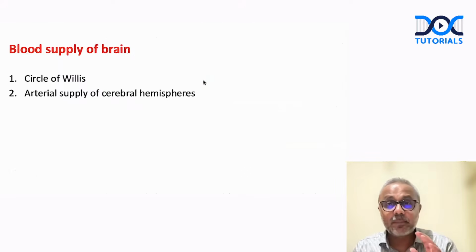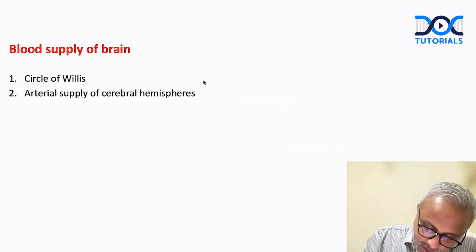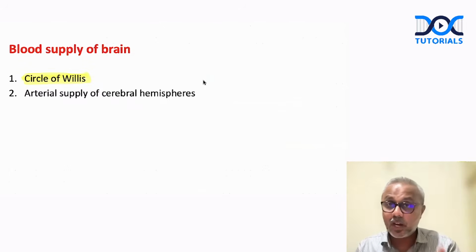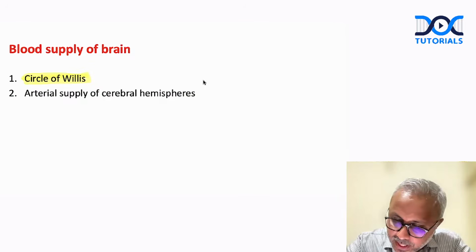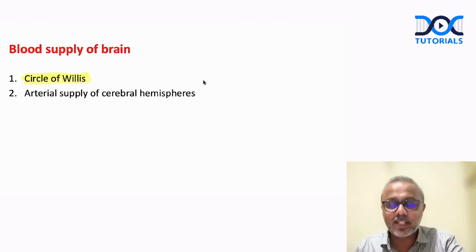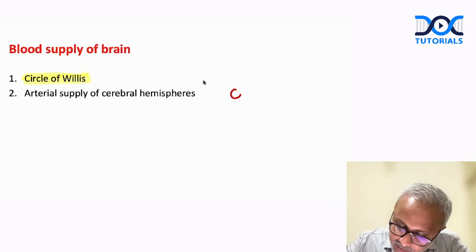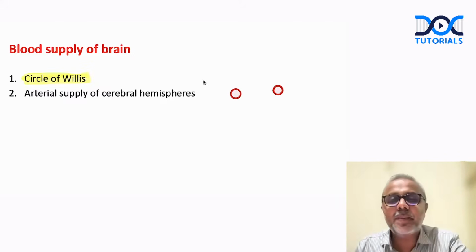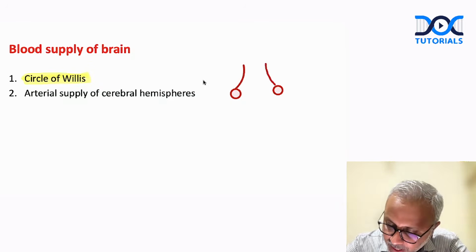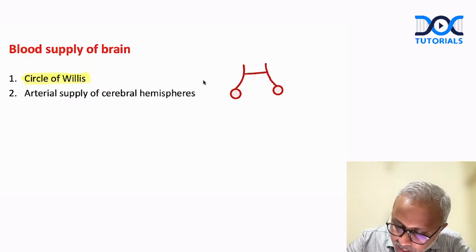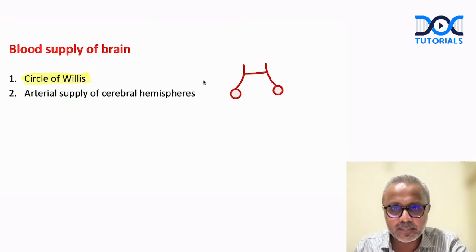Then the blood supply of the brain. Of course, all of us know that we need to know about the circle of Willis. How exactly is the circle of Willis formed? Can we do it quickly? So the circle of Willis is formed by, let's imagine we have the internal carotid artery on either side. The internal carotid artery will give off the anterior cerebral arteries, which are connected by the anterior communicating artery, right?